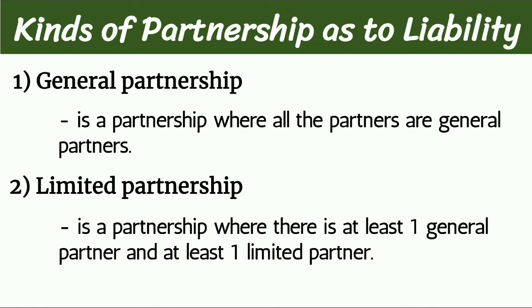So kailangan na merong at least one general partner to protect the third persons. Of course, para mabayaran yung utang ng partnership sa kanila after the partnership assets have been exhausted. Kasi kung lahat ng partners ay limited partners, hindi na mababayaran yung third persons kung exhausted na yung assets na pambayad sa liabilities ng partnership. Kasi nga, ang liability ng limited partners ay limited lang sa kanyang capital contribution. Kaya, sa limited partnership, dapat merong at least one general partner to protect the third persons. Hindi pwede na lahat ng partners ay limited partners. Dapat merong at least one general partner and at least one limited partner.